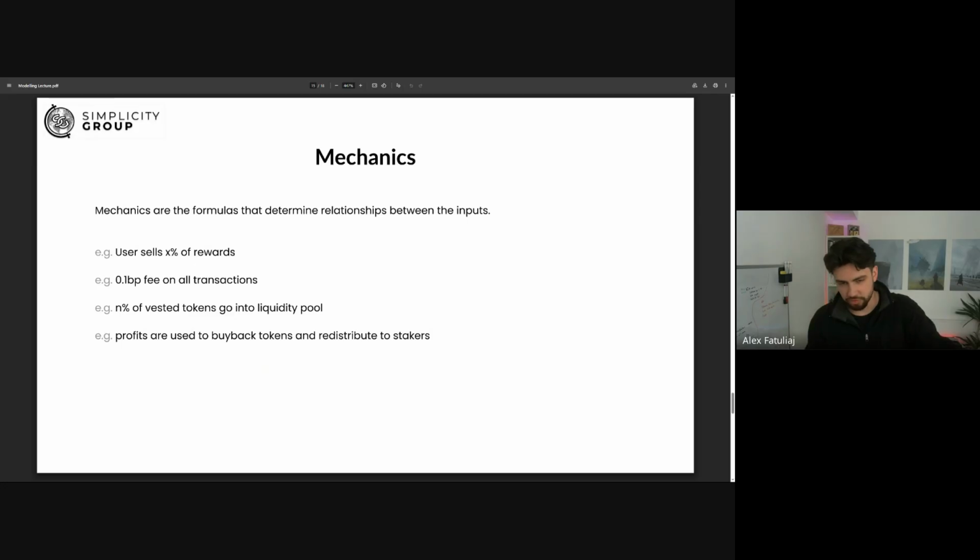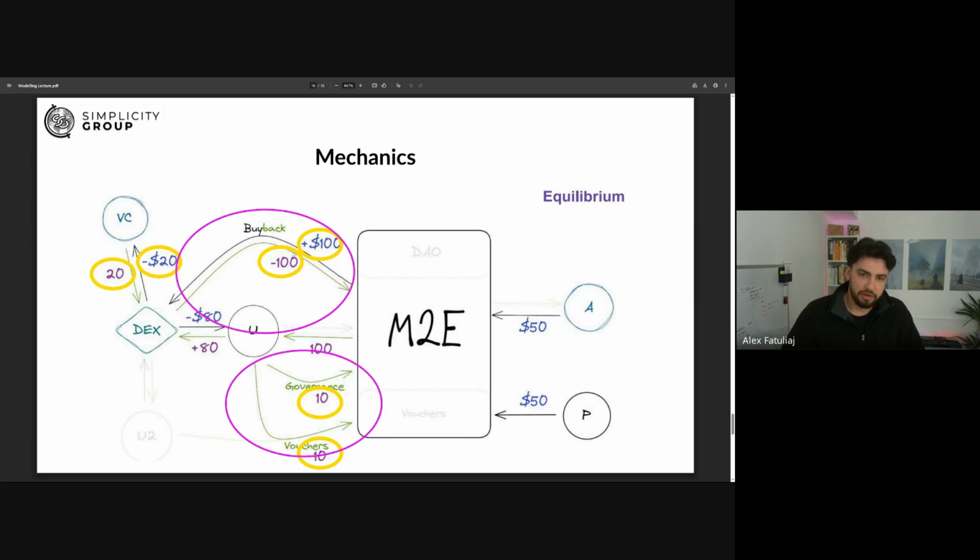But of course, the inputs go into the mechanics. What is this X? What is the transaction fee? What is this amount of vested tokens? All of those are still inputs. The mechanics is just specifically the formulas, if you will. So the same logic applies to the mechanics, right? The purple here is the mechanic itself. The buyback, that's the mechanic. So when you're doing the model, you say, okay, we have this many dollars and we're going to buy this many tokens. Buying is the mechanic; this many tokens is the input. So that's the golden line.